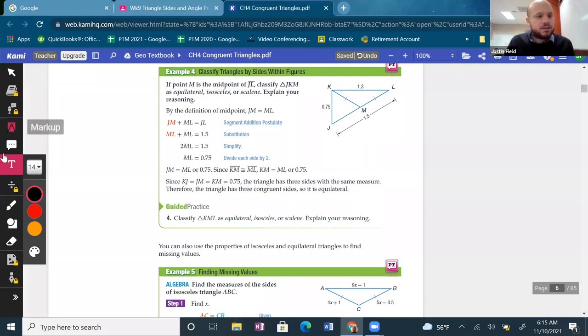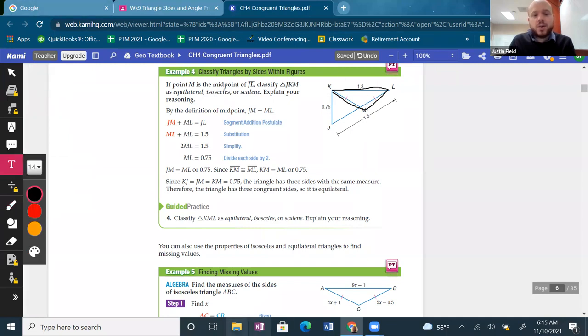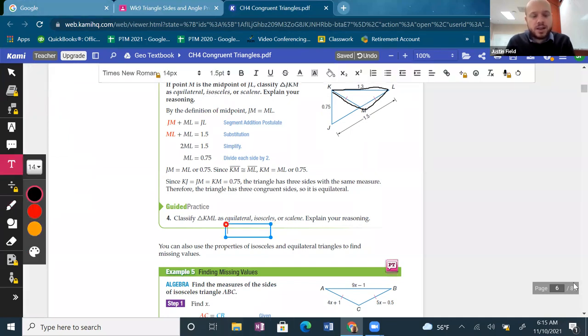Okay, now we don't have all the measurements for KML, but we do have these little hash marks. Do you remember that those mean congruent? So KML is a triangle with two hash marks, with two congruent sides. So triangle KML is isosceles because it has two congruent sides.